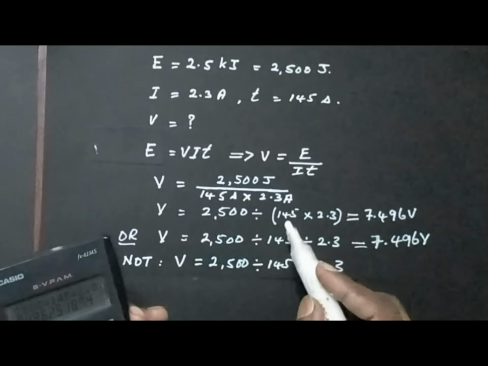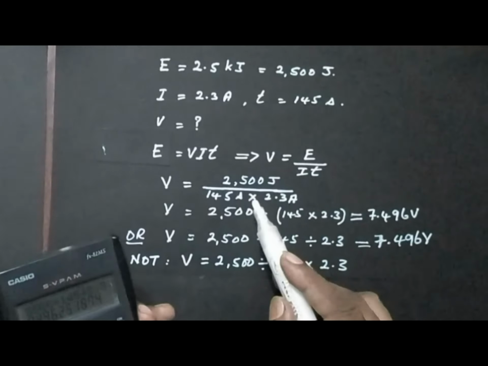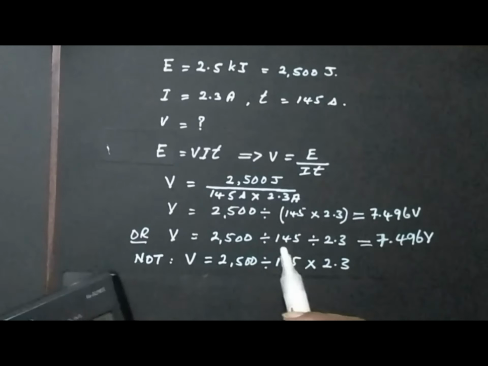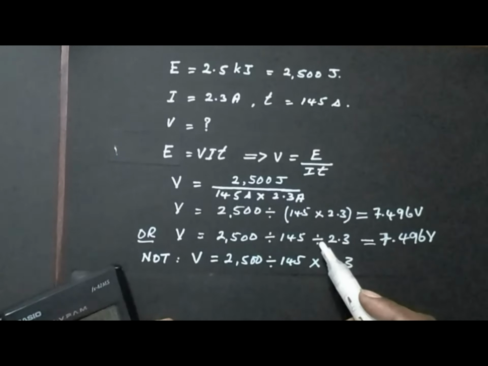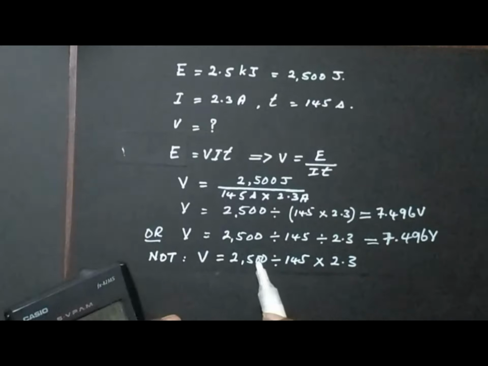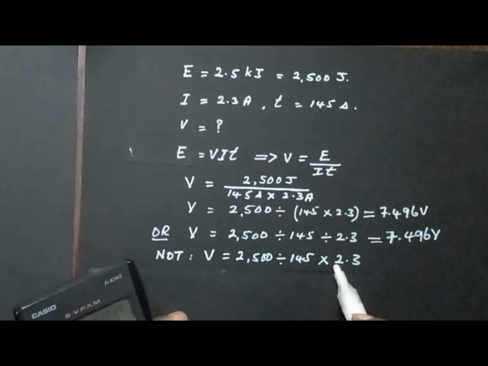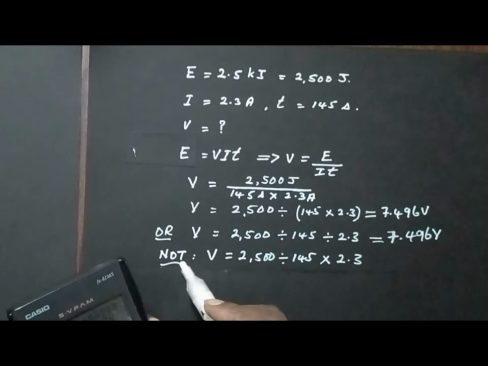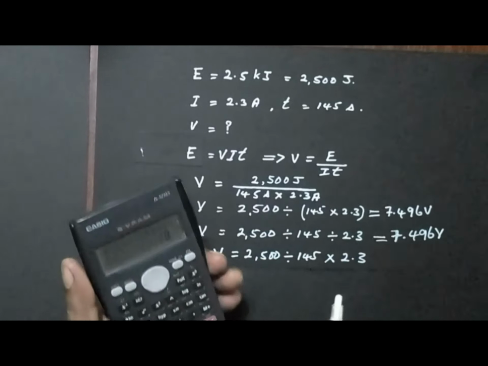So you could do it that way with the bracket, where the multiplication really means multiplication here. You could do it this way without the bracket, where that multiplication actually means division. But you are not to do this: 2,500 divide by 145 multiply by 2.3. No, not to do that. So let's see what happens if we were to do that.